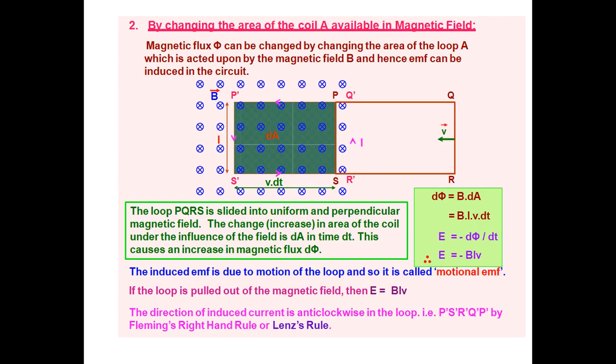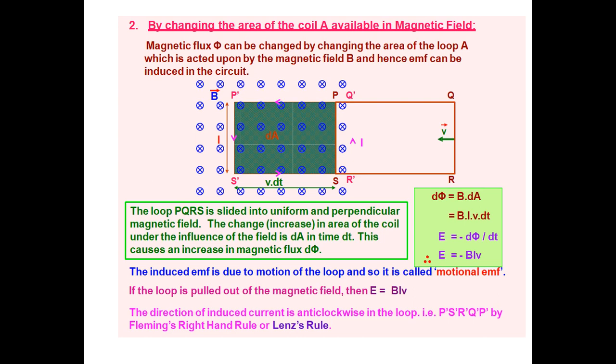And after that, by changing the area of the coil A available in the magnetic field. So how can we produce it by changing the area of the coil in the magnetic field? That we'll see. Suppose the magnetic flux phi can be changed by changing the area of the loop A, which is acted upon by the magnetic field B, and hence the EMF can be induced in the circuit.